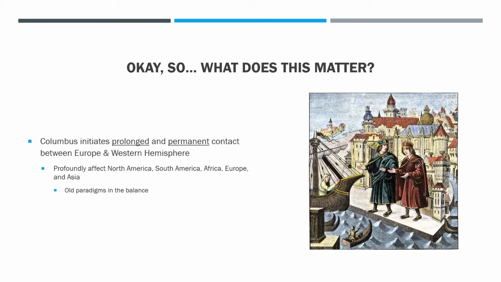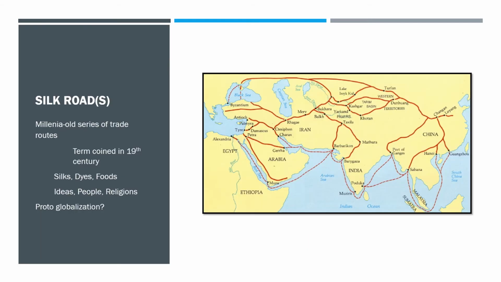There are other explorers, for instance, Vasco da Gama, who eventually makes it to India around the very tip of Africa and makes direct contact between Western Europe and India. There are also other explorers who make sustained contact from, for example, Portugal to China or Portugal to Japan. And the sustained contact allows for new relationships to be built.